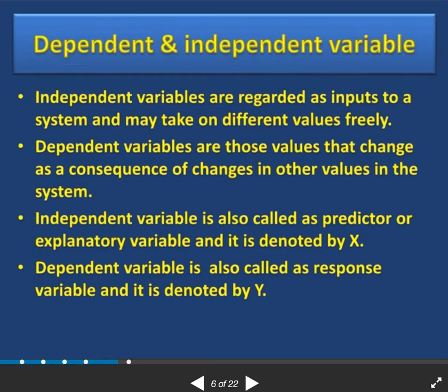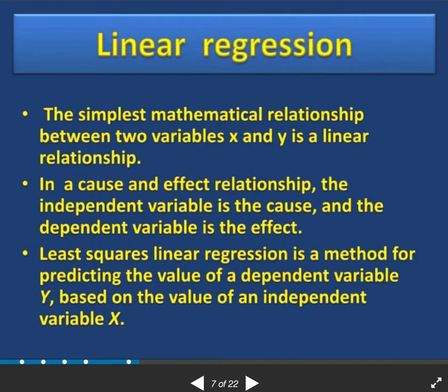How is it impacted? So independent variable is also called a predictor or explanatory variable. So if you see explanatory or predictor, that's always going to be your x. So independent equal those, just get used to that notation. Dependent variable is also known as response variable, and it's denoted as y. So the simplest mathematical relationship between variables x and y is a linear relationship, so y equals mx plus b.